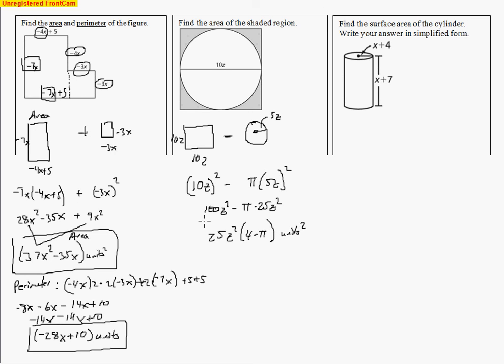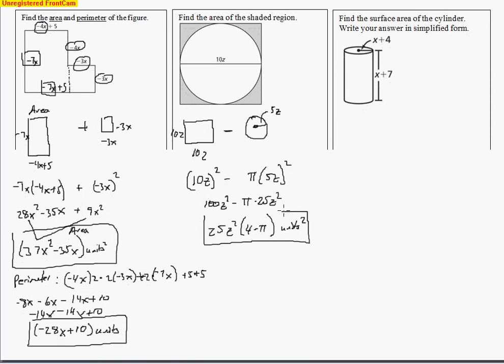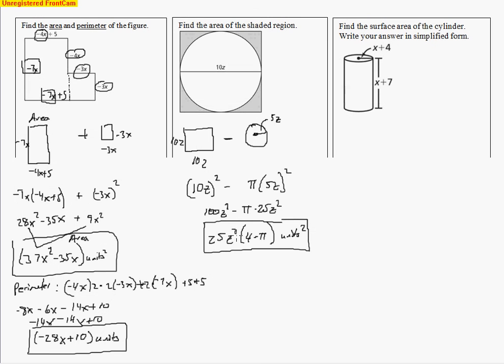So I write it in the factored form because it's a little bit easier to do that work. See, all I have to do is square z, multiply by 25, and then just multiply it by the difference of 4 and pi.